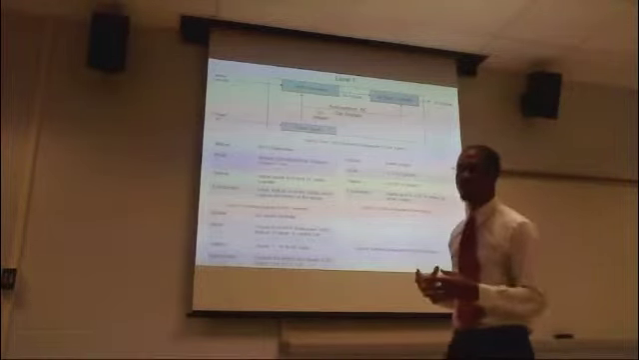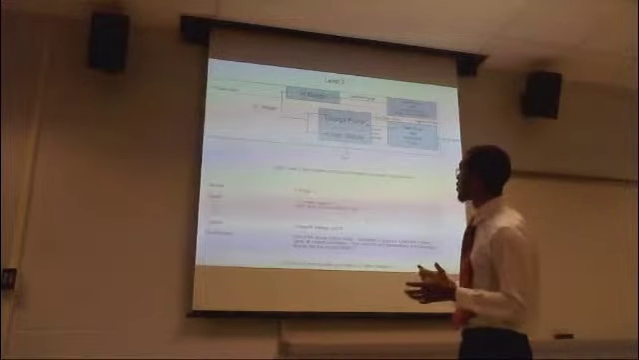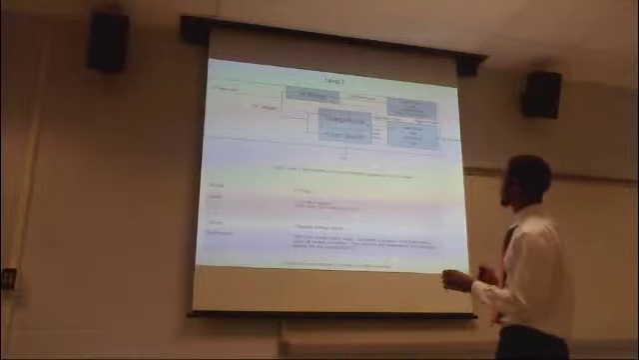Now, for our level 2 block diagram, we're going to talk about what's going on inside our motor controller.